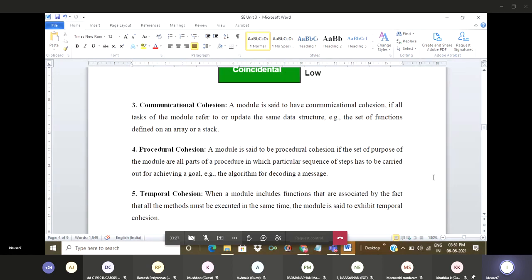So next is temporal cohesion. When a module includes functions that are associated by the fact that all the methods must be executed at the same time, the module is said to exhibit temporal cohesion. In temporal cohesion, everything must be executed at the same time.